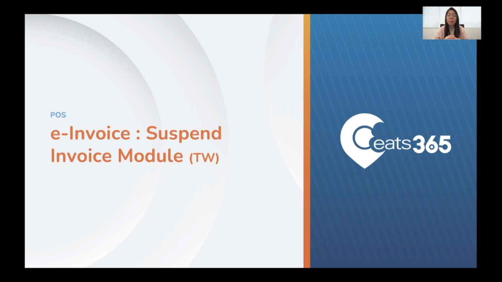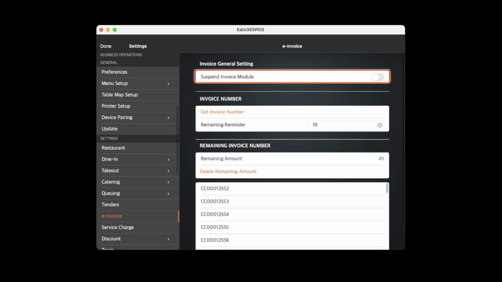The first update we have for POS is particularly relevant for our Taiwan merchants, focusing on the e-Invoice functionality. So now, you can suspend the invoice module if you anticipate a particular POS terminal will not issue any invoices. For example, if your restaurant has multiple POS, one at the payment counter and others for ordering purposes, you can choose to suspend the invoice module for those POS terminals not specifically used for payment. This means that only the POS system at the payment counter will be able to issue invoices, while the other terminals will be restricted from doing so.